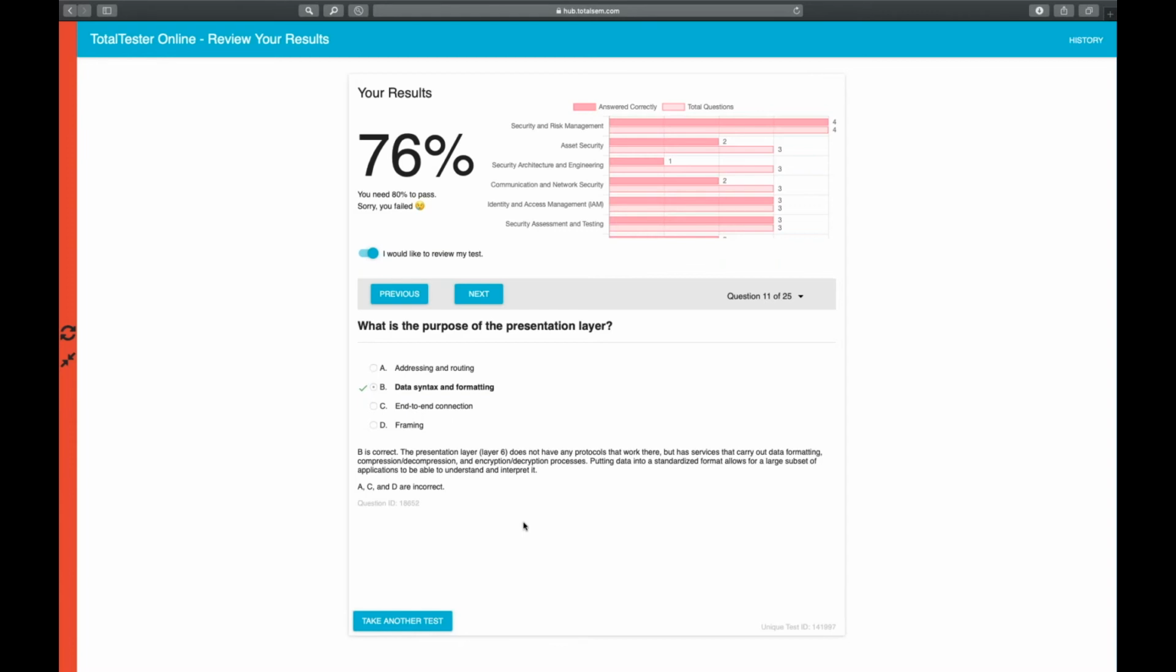What is the purpose of the presentation layer? Presentation layer, layer 6, does not have any protocols that work there, but has services that carry out data formatting, compression, decompression, encryption and decryption processes.